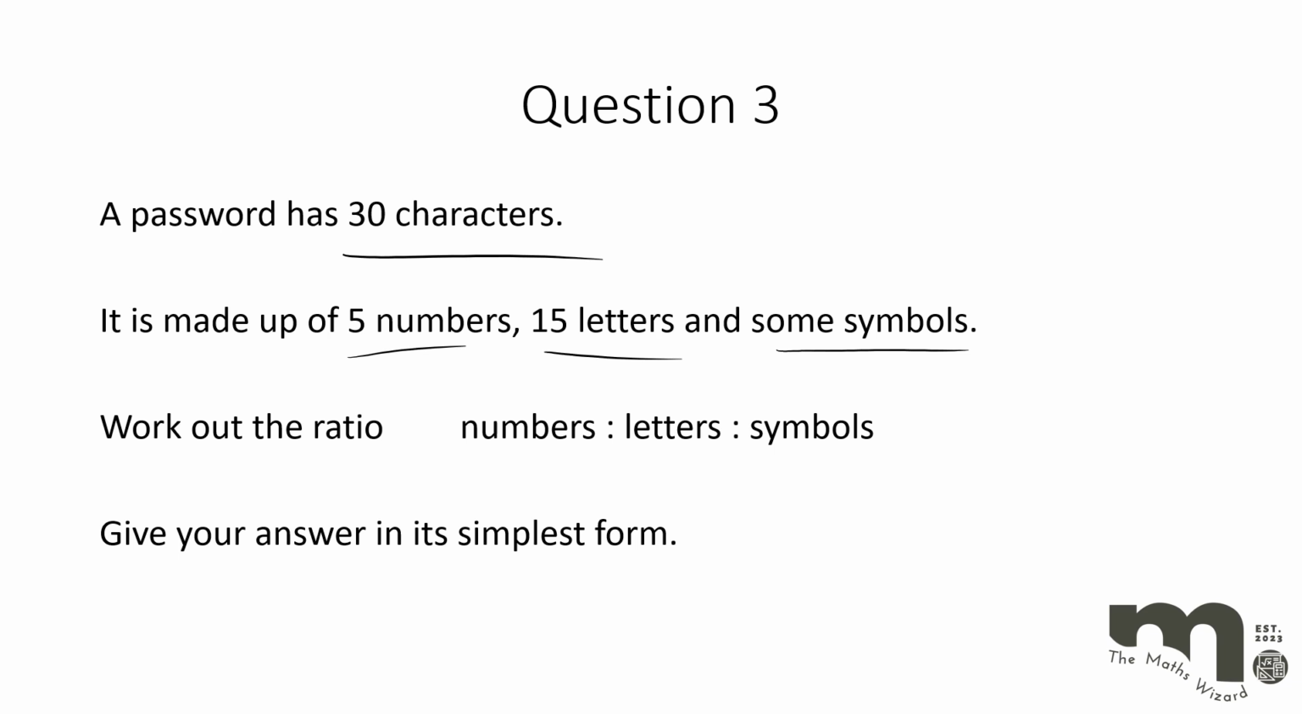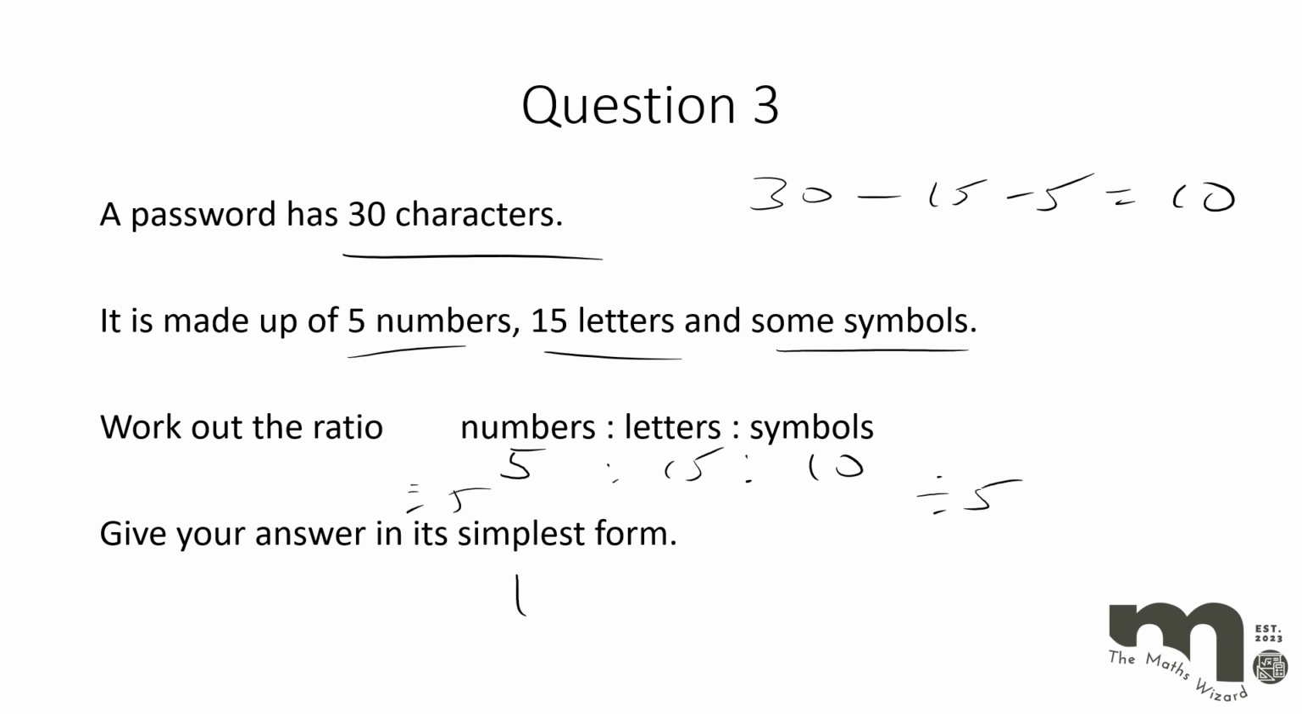So we already know there's 5 numbers. We know there's 15 letters. Now there's 30 characters in total. So if we take away that 15 and the 5, so we're taking away 20 there, we're left with 10. So our 10 goes here. And if we look at these 3 numbers, they're all in the 5 times table, so we can divide everything by 5. We get 1 five there, 3 fives there, and then we'll have 2 fives on the end there. Okay, and we've got to be really careful to get it in that order because the question is asking us to write it in that order.